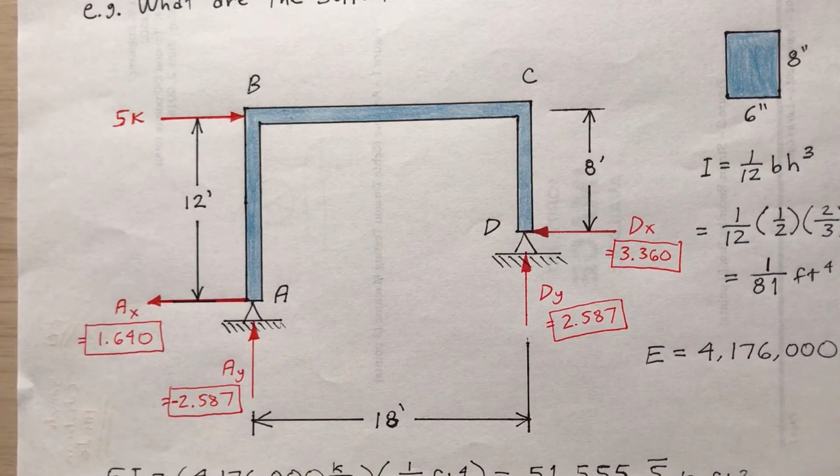Okay, so from that I can determine the d sub y part. I can take the sum of the moments about point A to find d sub y. I find it to be 2.587. And then the sum of the forces in the y direction is 0, so a sub y must be 2.587 down. So I put a negative sign to indicate that the arrow is going in the wrong direction. And then the sum of the forces in the x direction is 0, so a sub x I can determine: 1.640. So there you have it. I've found the reactions for this indeterminate frame.